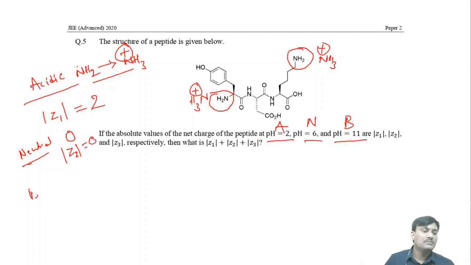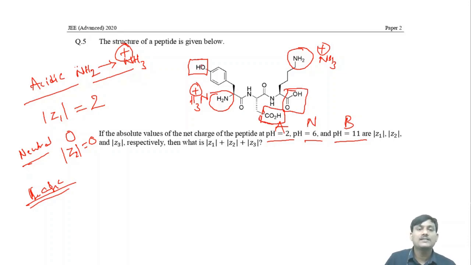And if you take basic medium, actually acidic groups are deprotonated. Here, what are the acidic groups? This one is an acidic group, and COOH, this one is an acidic group, and this one also an acidic group, CO2H. Okay, these three groups are acidic groups.